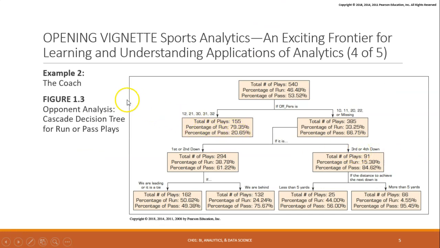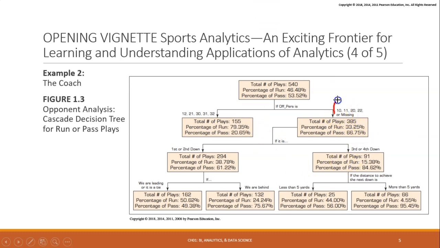Also, in football, there are tools called decision trees, where a coach can use a basic decision tree to decide what kind of plays they should be doing. So, for example, they may start with 540 plays with roughly half and half between running and passing plays. And if numbers 12, 21, 30, 32 are on the field, then they have a 79% chance of running a play, and they have 150 plays to choose from.